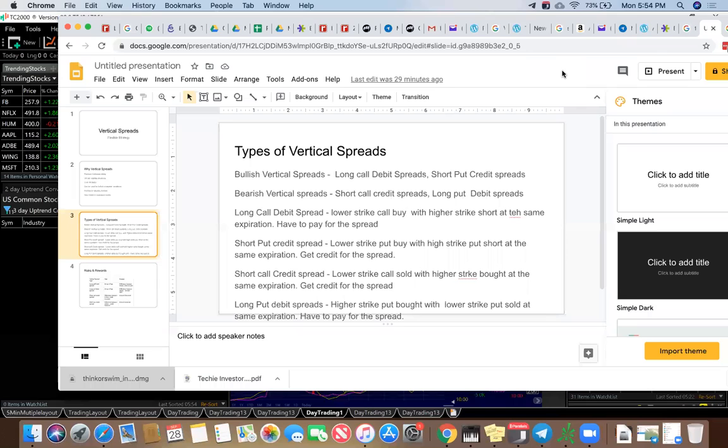For example, the 3200 spread, which I'm talking about right now, is showing 80 credit basically. Actually not even 80, we're talking about 86 credit.